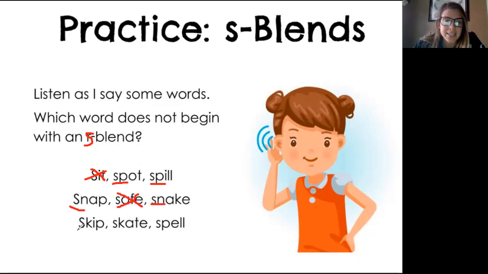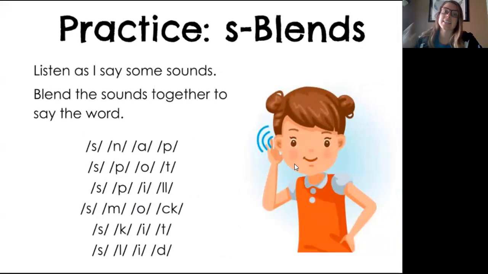And the last one, skip, skate, and spell. Look, sk, sk, sp. That's a trick one. They all have S blends, but spell does have a P instead of a K. So if we needed to say which one didn't belong, it would probably be spell.